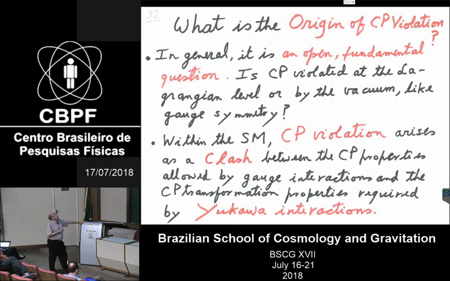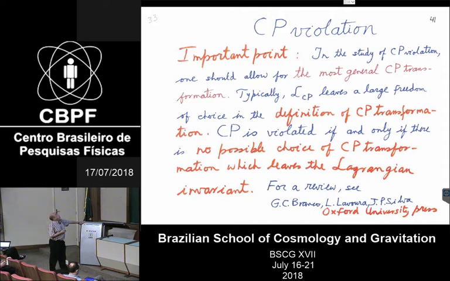I mentioned that the origin of CP violation is not known yet in general, but within the standard model, CP violation arises as a clash between the CP properties allowed by the gauge interactions and the CP transformation properties required by the Yukawa interaction. I will explain this in great detail, and it's worthwhile learning.